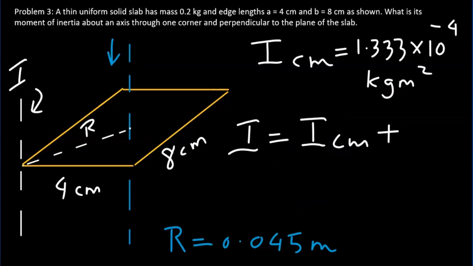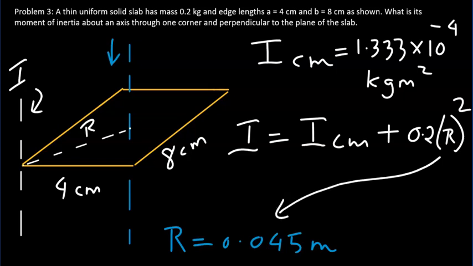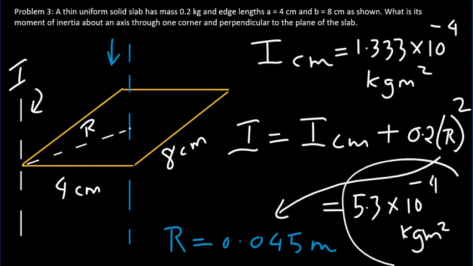Now using the parallel axis theorem, the moment of inertia about the new axis is given by I about the center of mass axis, plus the mass, which is 0.2, times R squared, where R is what we have computed below, and that's going to give you 5.3 times 10 to the power minus 4 kg meter squared. And that solves the problem.